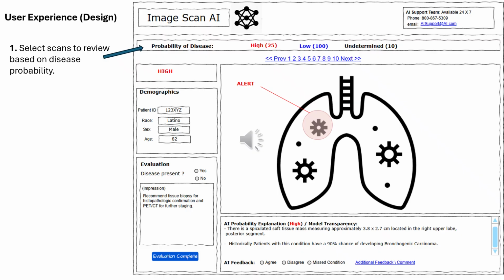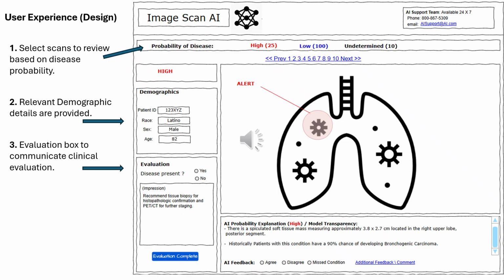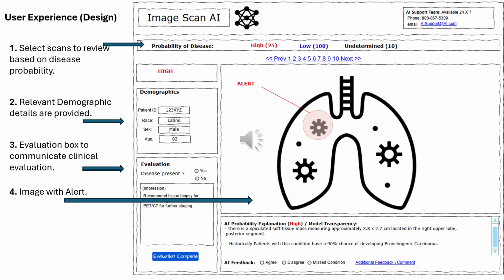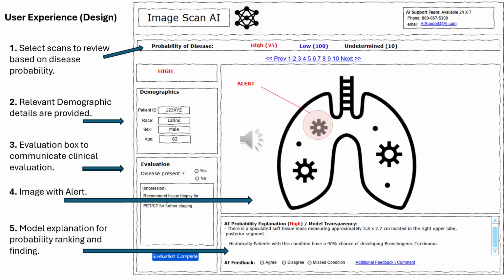Our user experience looks like this. Number one, the user selects a scan to review based on the disease probability. At the top, there's high, low, and undetermined. Relevant demographic details are provided. Number three, the evaluation box is used to communicate the clinical evaluation. The majority of the screen is for the image to be evaluated. And number five at the bottom, the model explanation for the probability ranking and the finding.